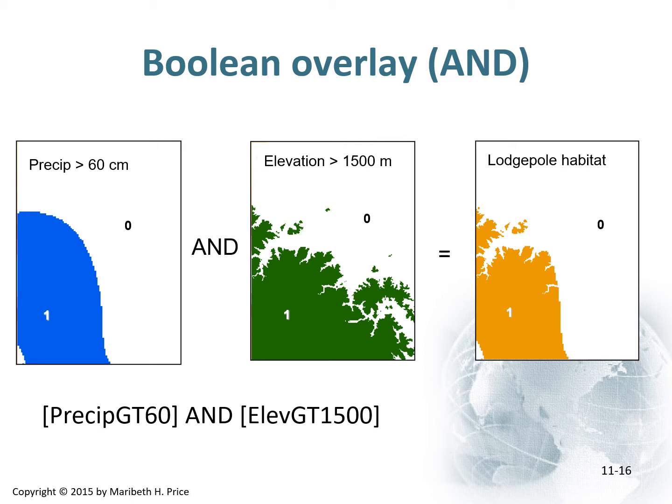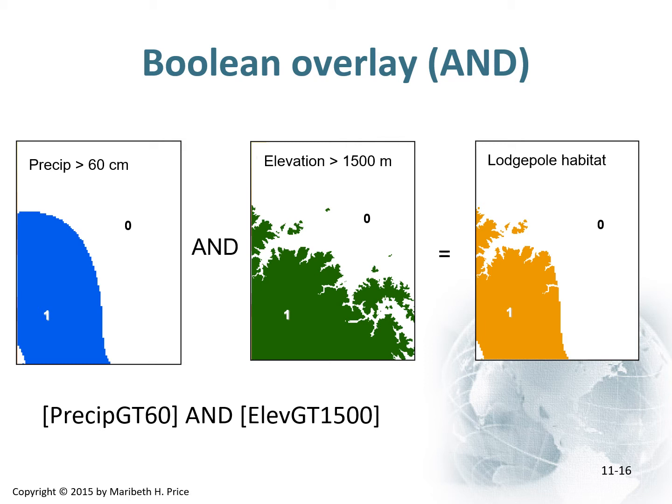If you do that over this area on the left, you'll see this patch that's in blue with a mark of 1. That gets the required rainfall. The map in the middle shows you the elevation values. Everything that is above 1,500 meters is green. Everything that's below it is white.